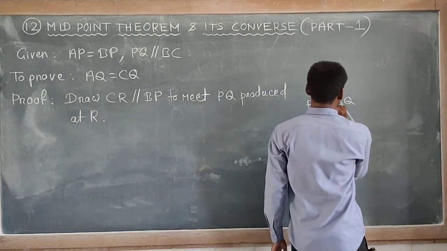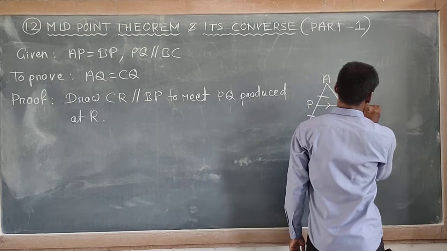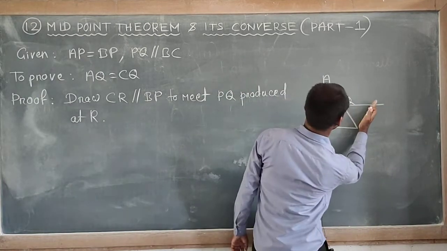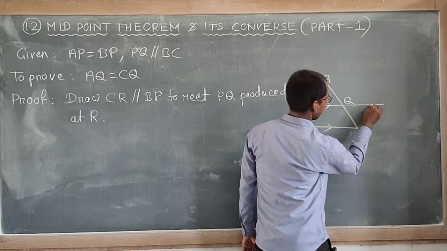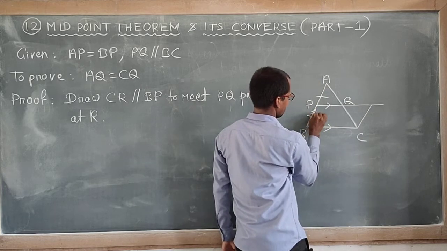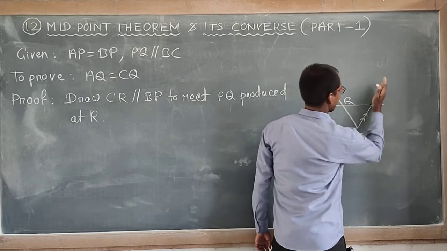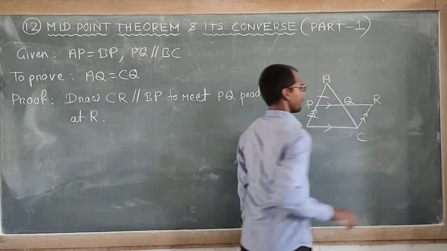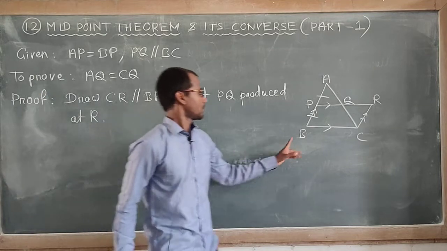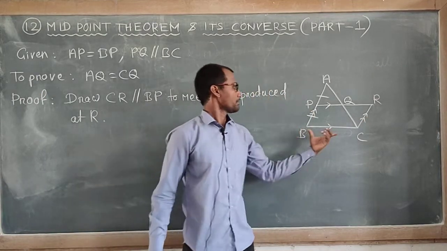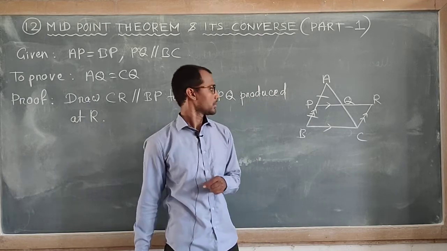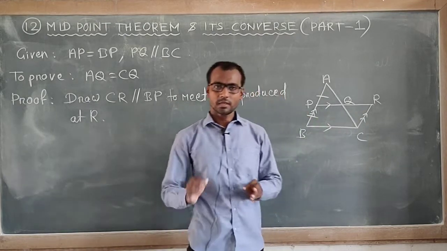So let us produce PQ like this. Then through C let us draw a line parallel to BP, so this is parallel. Okay, let this point be R. So look at the figure. BCRP, BC parallel to PR. Okay, this was given, and BP parallel to CR by construction.